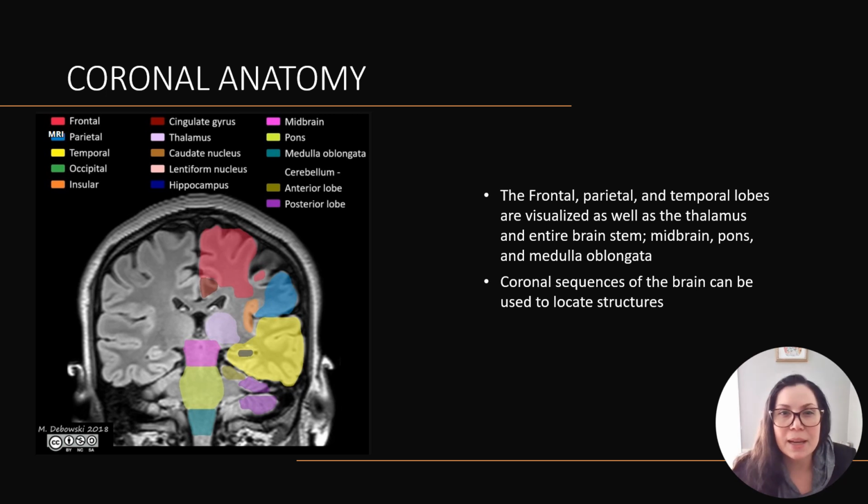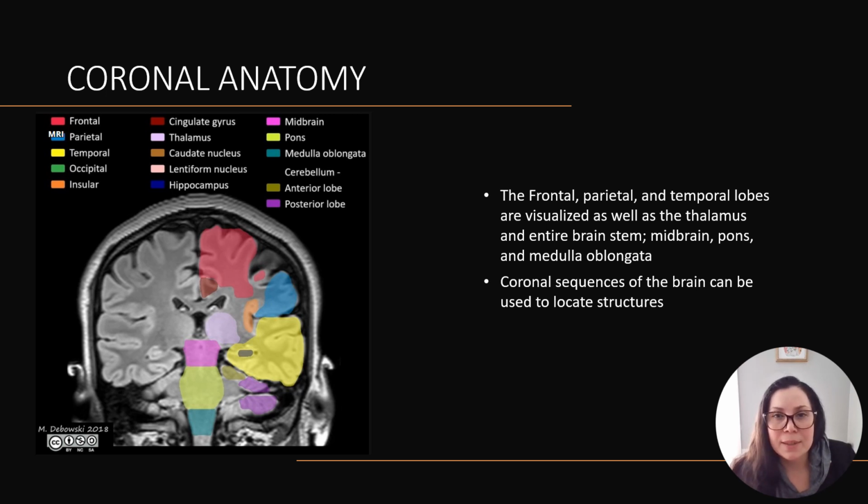Coronal sequences of the brain can be used to locate specific structures. You can reduce them to about 2 minutes. It's not typical you would run coronals the same way for different protocols. The sequence is always angled with specific anatomy. For example, protocols for seizures are angled with the temporal lobe.